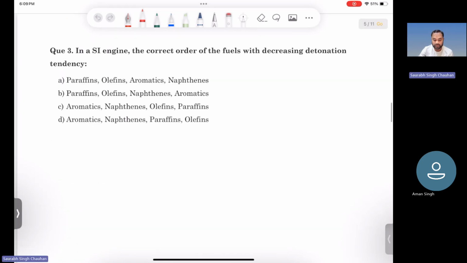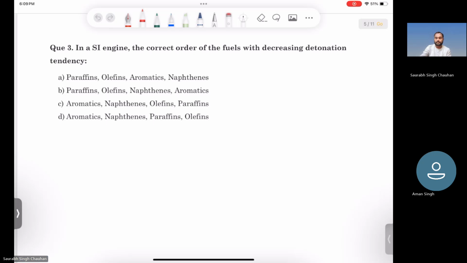Now we can move to question number 3. In an SI engine, what is the correct order of the fuels with decreasing detonation tendency? Detonation basically means knocking. There are certain families of fuel: paraffins, olefins, aromatics, and naphthalenes.